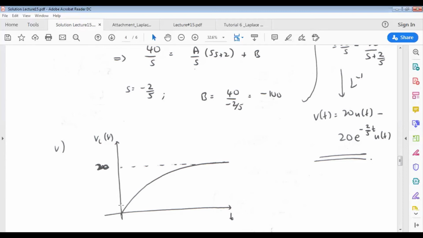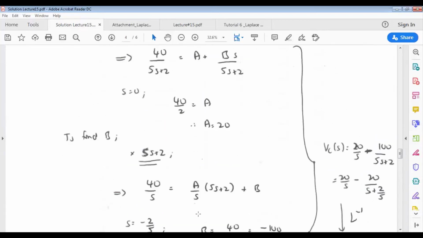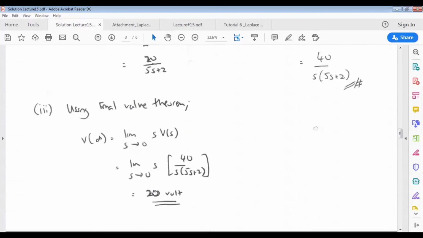The graph is an exponential term, in which the result approaches a steady state condition when the voltage equals 20 volts. This is obtained from this graph. It can be seen from the final value theorem that we have just now, we can refer to this. The final value for the voltage Vc in the time domain is 20 volts.